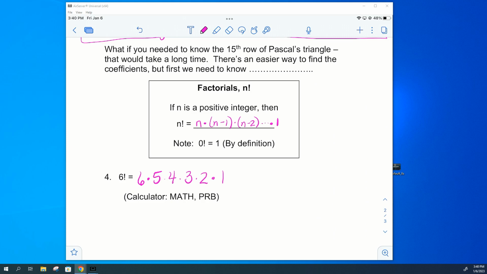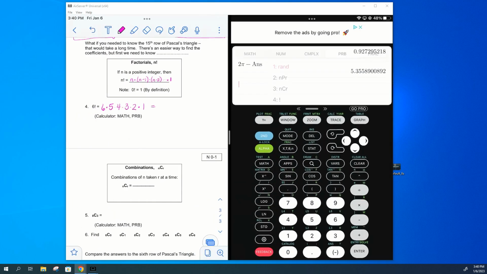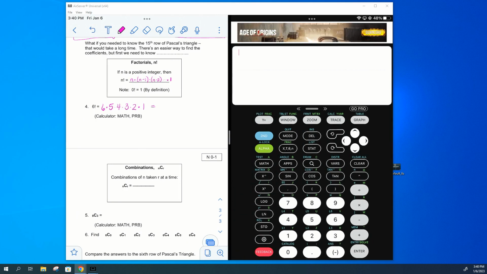Factorial is by definition 1, just FYI. Now, the good thing is I know you could type in 6 times 5 times 4, but even better, let me get on my calculator and show you something cool. Let me go to my home screen here. If I type in 6, then math, PRB, and go to number 4, it puts that exclamation and I can get 720. So the calculator actually does that for you.